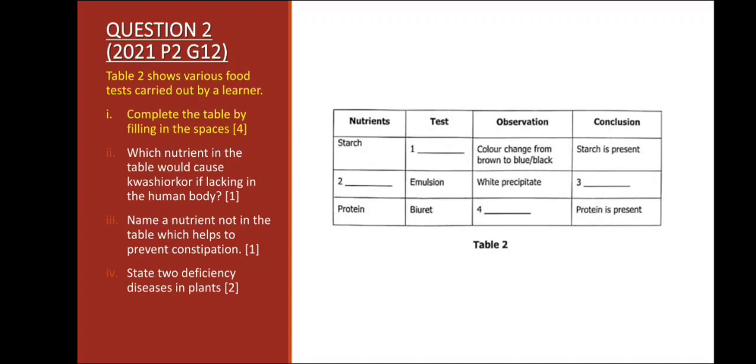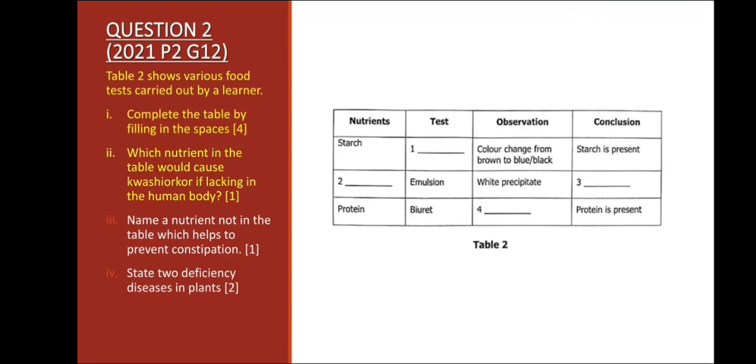When proteins are present, the solution turns purple or violet, okay? Those are the colors that you're going to see when proteins are present. So you can put purple, or you can say the solution turns purple or violet, under 4. So we've completed the table. 1, it is iodine test. 2, lipids. Then 3, lipids present, and then 4, solution turns purple. Okay, let's look at the next question.